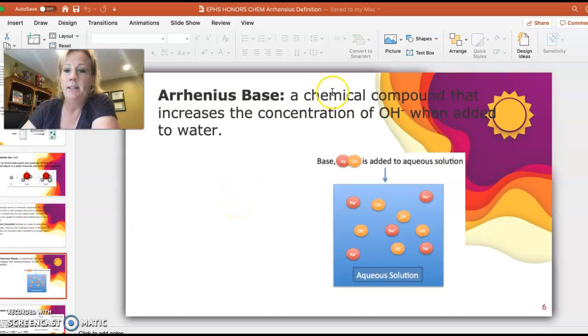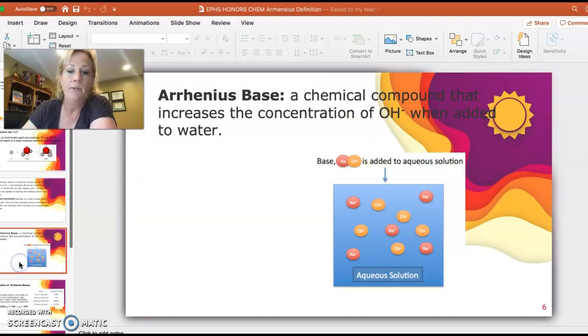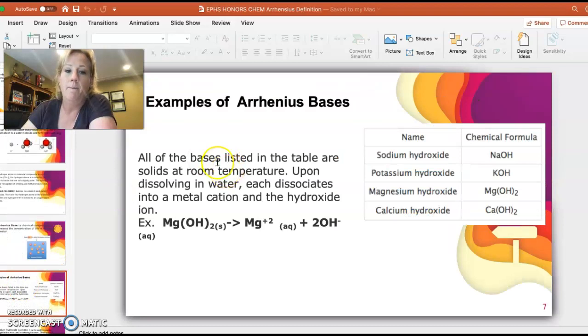An Arrhenius base is a compound that will increase the concentration of hydroxide when we add it to water. That's Arrhenius's definition. Examples of bases are solid at room temperature, but when you dissolve them in water, they break apart and give those hydroxide ions. So sodium hydroxide, potassium hydroxide, magnesium hydroxide, they're all hydroxides. Some of these are found in antacids, what we take if we have an upset stomach, because a lot of times we have too much hydrogen.